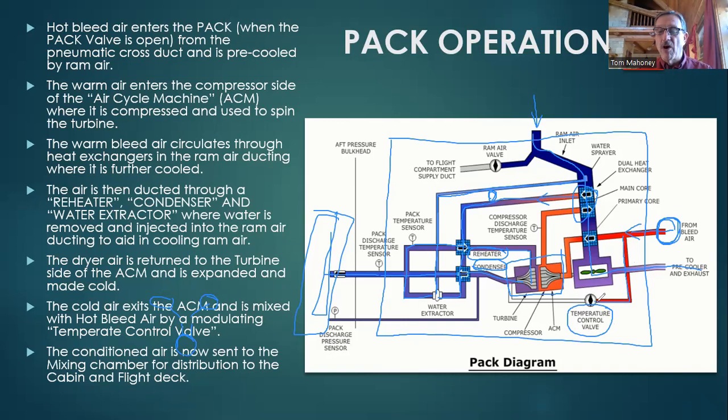So as that valve opens, hot air now comes forward and is dumped into the cold air exiting the turbine side of the air cycle machine. When that hot air is modulated into this cold air, the cold air now warms up, and we can now control the temperature of the air going to the mixing chamber down the line in the aircraft. So that's how the pack works. Try to work your way through that on your own.